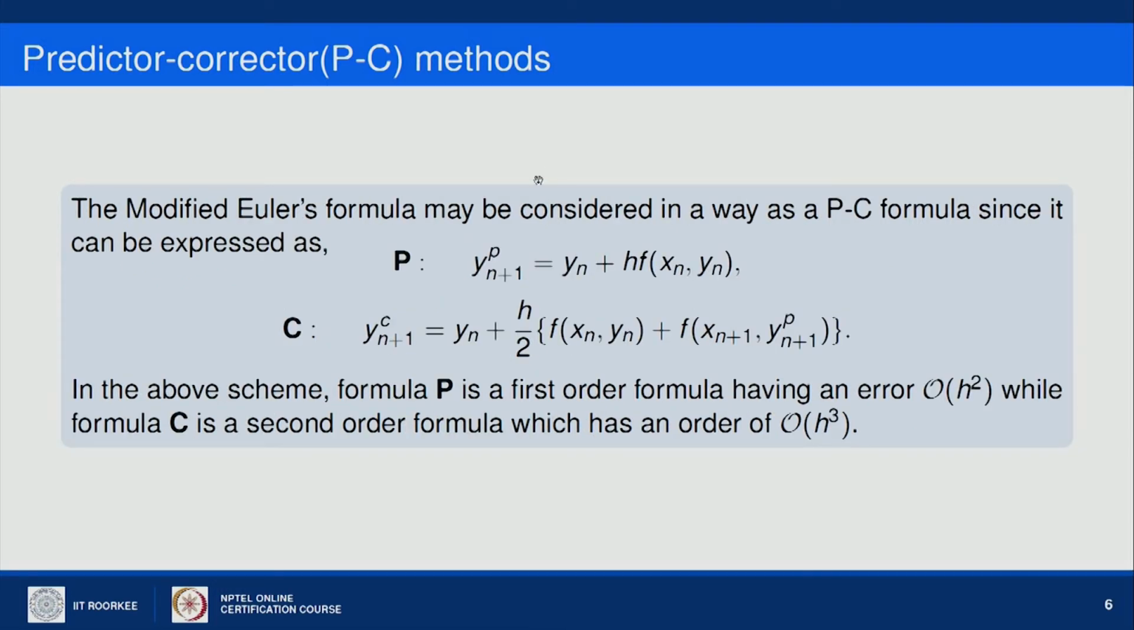If you see Euler's formula, as I told you, it may be considered in a way as a PC formula, that is a predictor corrector formula, since we are going to express it in this way. Here we are using y n plus 1 p equals y n plus h times f of x n, y n. While in the corrector form, y n plus 1 c can be obtained as y n plus h by 2 times f of x n, y n plus f of x n plus 1, y n plus 1 p, which is the accurate Euler's modified method, in which we are taking the average of the slope in the whole interval.